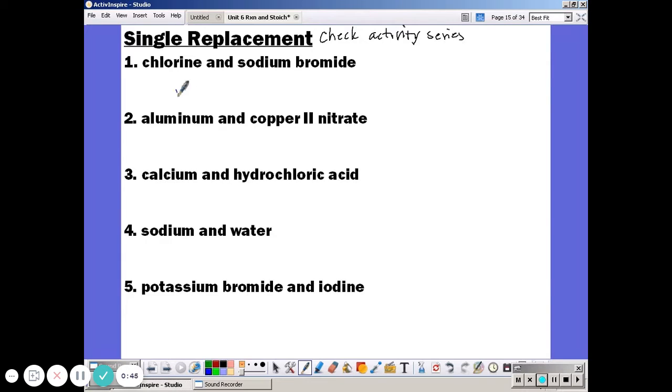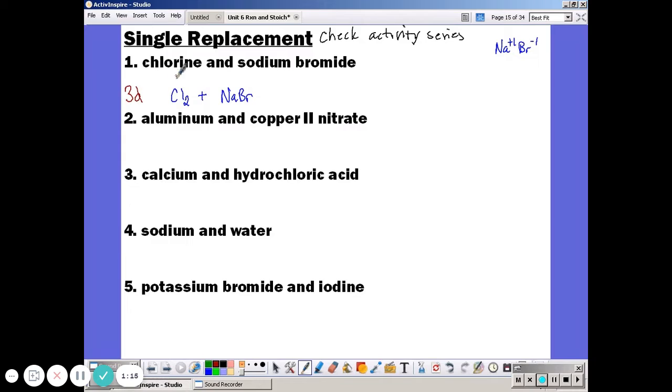Chlorine, Cl, is a diatomic, so it's Cl2. The word "and" means plus. Sodium bromide. Sodium is +1, bromine is -1, so that is NaBr. The element chlorine is a halogen. It's in group 17. So if we look at our reference table, this is a single replacement halide-halide, so 3D.